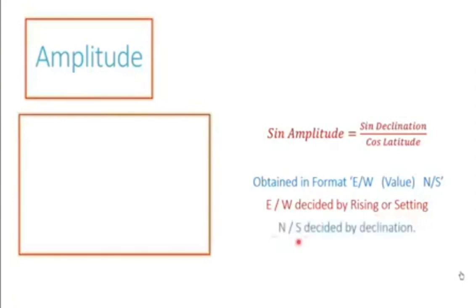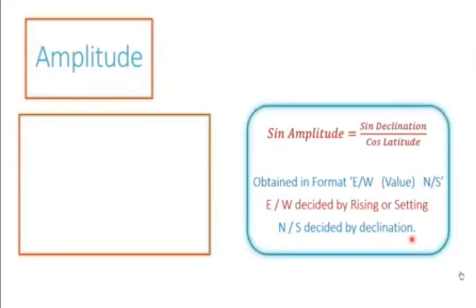The north or south to be put in the end is decided by the declination of the body. Whatever is the name of the declination, the same north or south indication is to be put at the end of the amplitude. So this is the amplitude formula and the related information about how it is to be named.